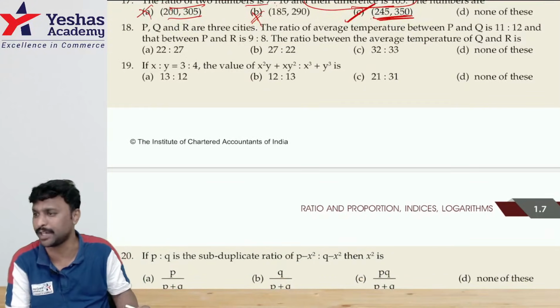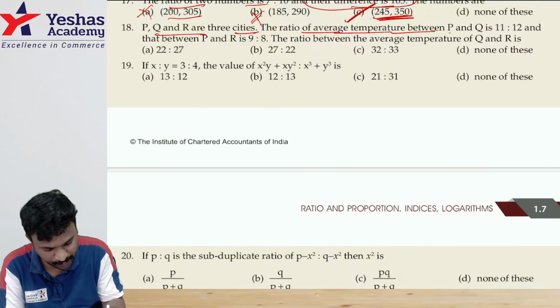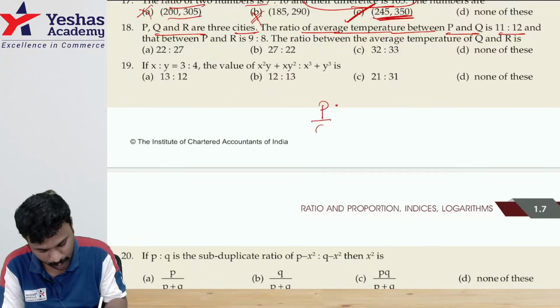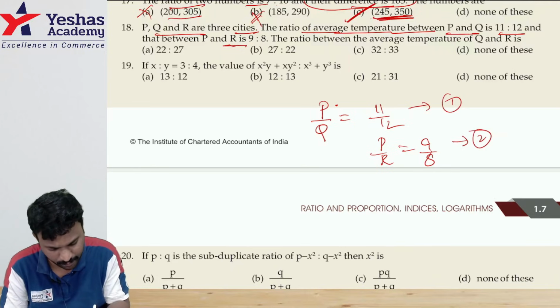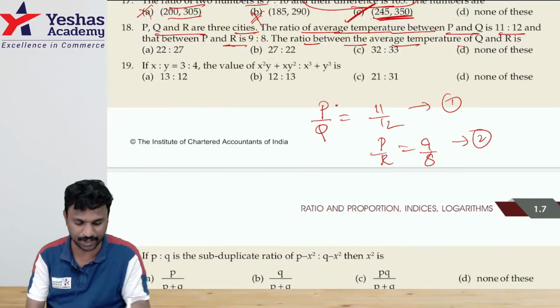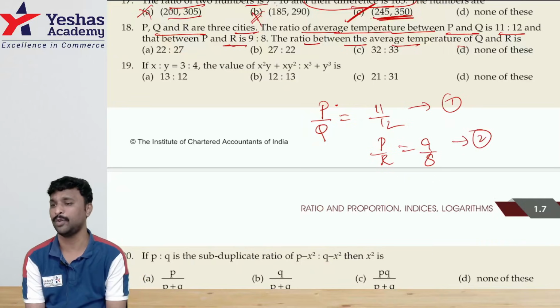Guys, moving on to the next question. P, Q and R are three cities. The ratio of average temperature between P and Q is 11:12. P by Q is how much? 11 by 12, and that of P and R, P divided by R, is 9 by 8. Guys, how many equations do we have? We have two equations. Now we need to find the ratio between the average temperatures of Q and R. If you want Q and R from these two equations, we have to cancel P.